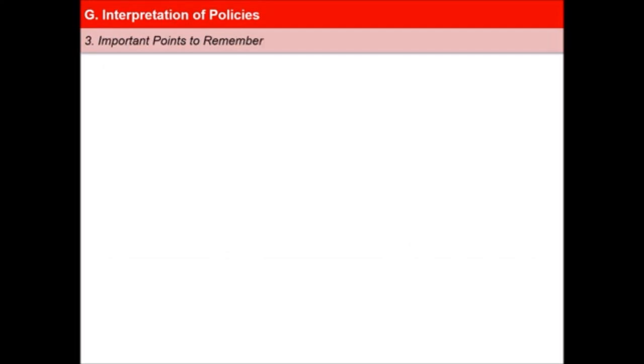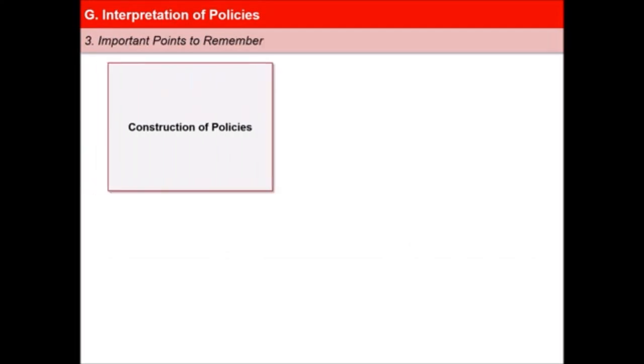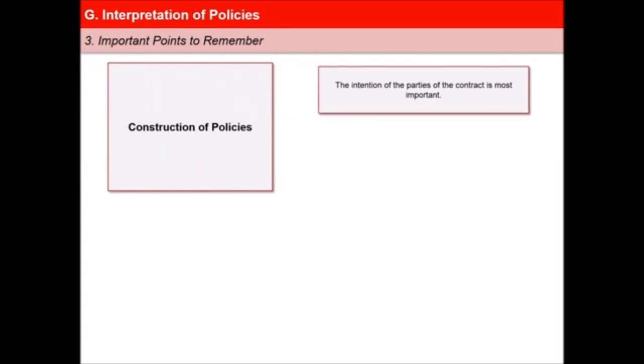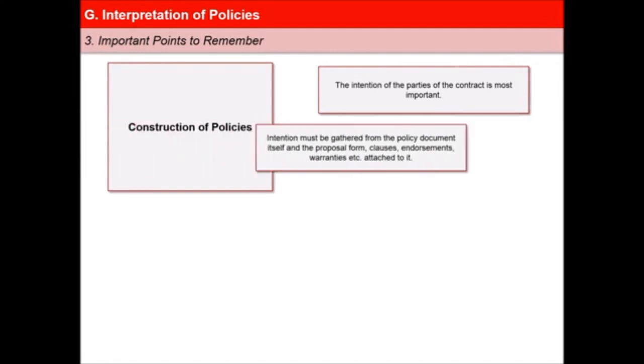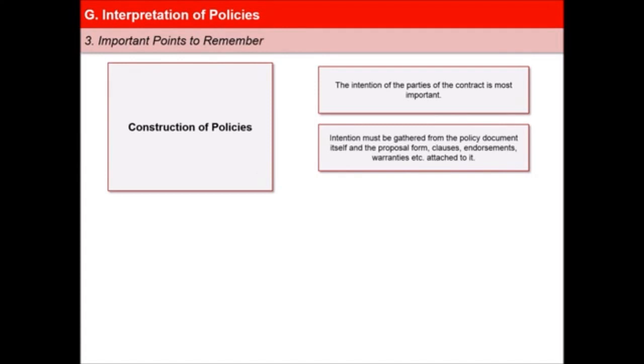Next, we will understand the construction of policies. The principal rule of construction is that the intention of the parties to the contract is most important. That intention must be gathered from the policy document itself and the proposal form, clauses, endorsements, warranties, etc. attached to it that form part of the contract.